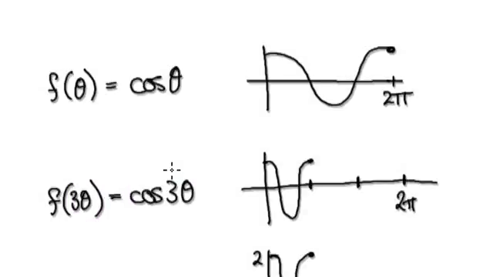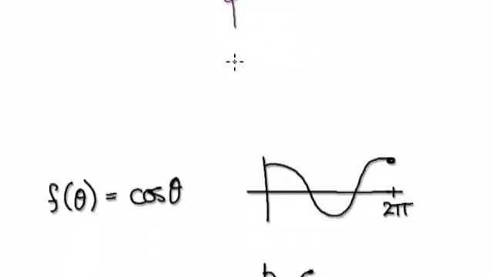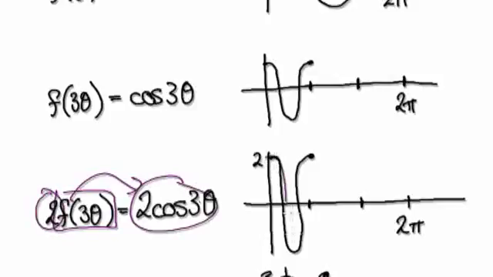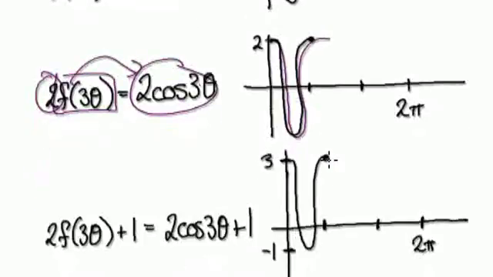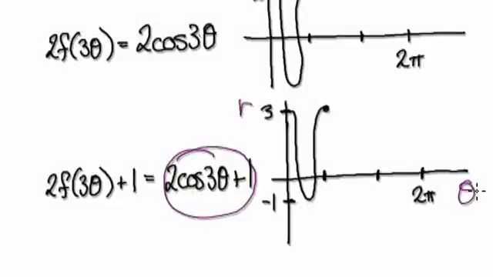Looking back at this, we squeezed it by a factor of 3. Now we need to change the amplitude. Apply this transformation. This is your old function, and applying the transformation will give you this. So really you're changing the amplitude. And once you've changed the amplitude, then add 1, so you shift everything up by 1. So your radius graph, this is r theta here, looks like this.